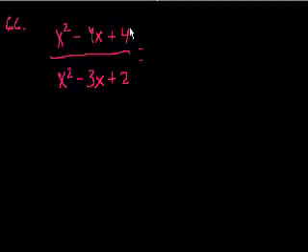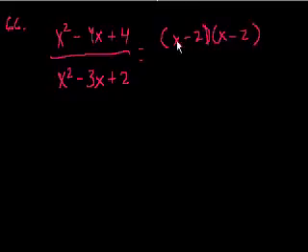So the numerator, let's see, this seems pretty easy to factor. What two numbers, when I multiply them, equal 4, and when I add them, equal minus 4? Well, it's minus 2, right? Minus 2 plus minus 2 is minus 4. Minus 2 squared is plus 4. So this is x minus 2 times x minus 2. And you could test it if you don't believe it. Multiply that out.